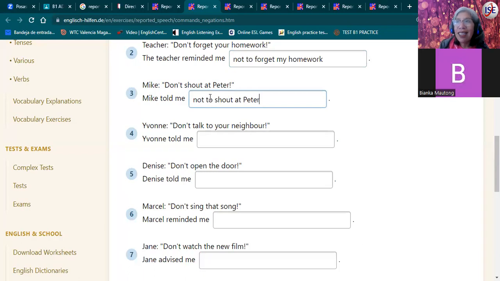Shout and yell es gritarle a alguien. Okay? Don't shout at me, no me grites. Okay? Don't yell at me, no me grites. Shout is, for example, when a person is angry, is mad, and is having an argument with someone, and the voice goes up, up, up. Say, wait, don't shout at me.